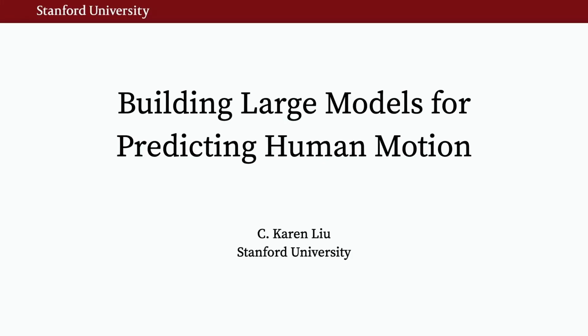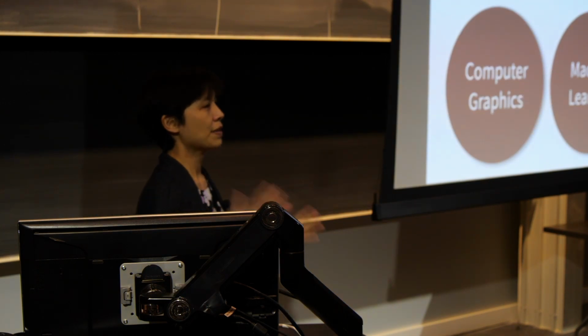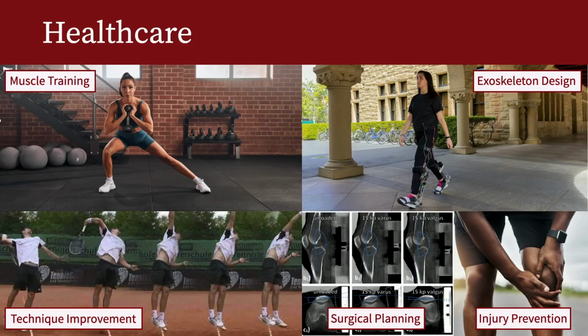And today I'm going to talk about building large models for predicting human motion. This topic touches almost everything we care about in our lab, the movement lab, which I direct at Stanford. So we're very interested in motion intelligence by creating coordinated, functional, and natural movements for digital humans in simulation and also for physical robots in the real world.